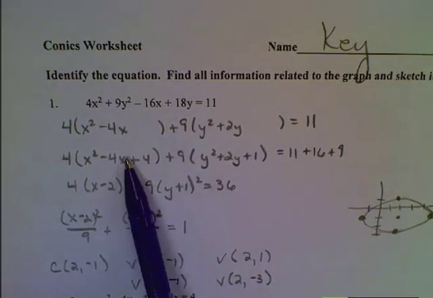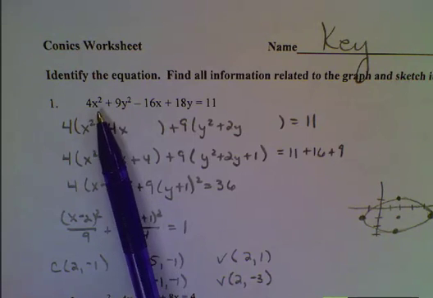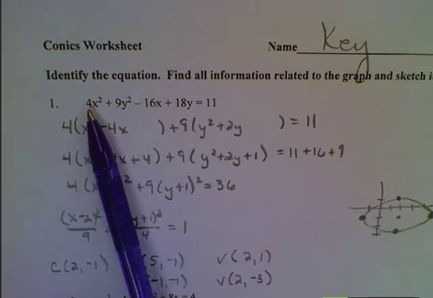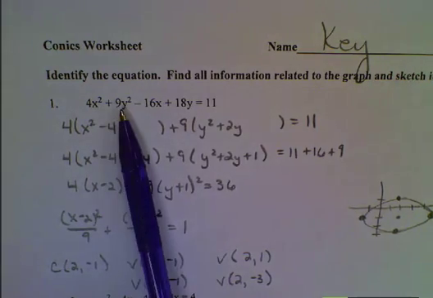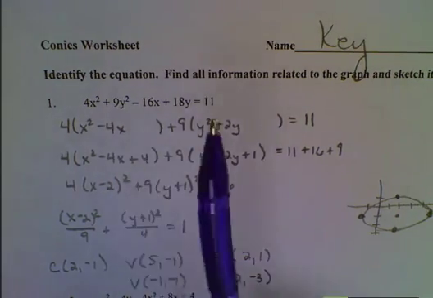So the first one we decided in class was an ellipse because they're both the same sign. They're both positives once you get them on the same side of the equal sign. And they're different. If they were the same, it would be a circle, but since they're different with the same sign, it's an ellipse. So what did I do?